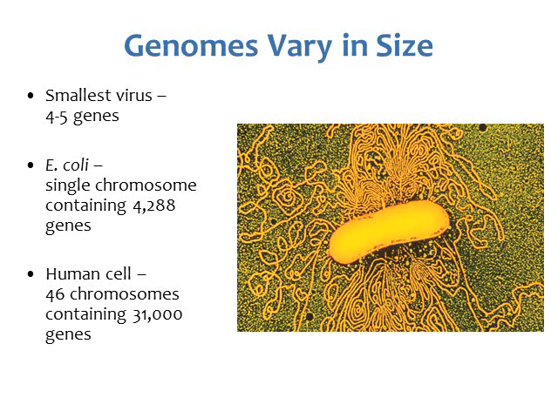And then if we look at the human cell, which is a eukaryotic cell, each one of your cells has 46 chromosomes packed inside the nucleus, and those 46 chromosomes contain 31,000 genes. So human cells have very large genomes compared to the virus up at the top.